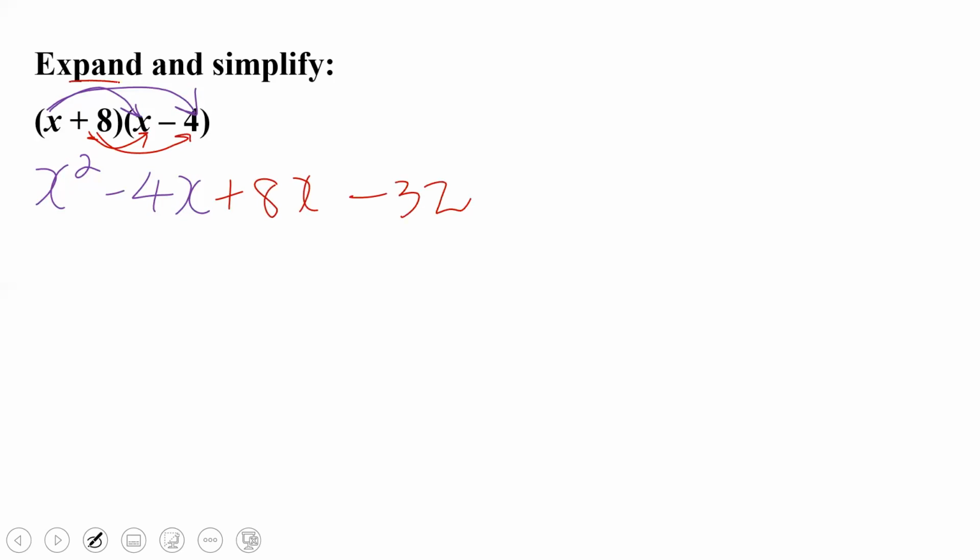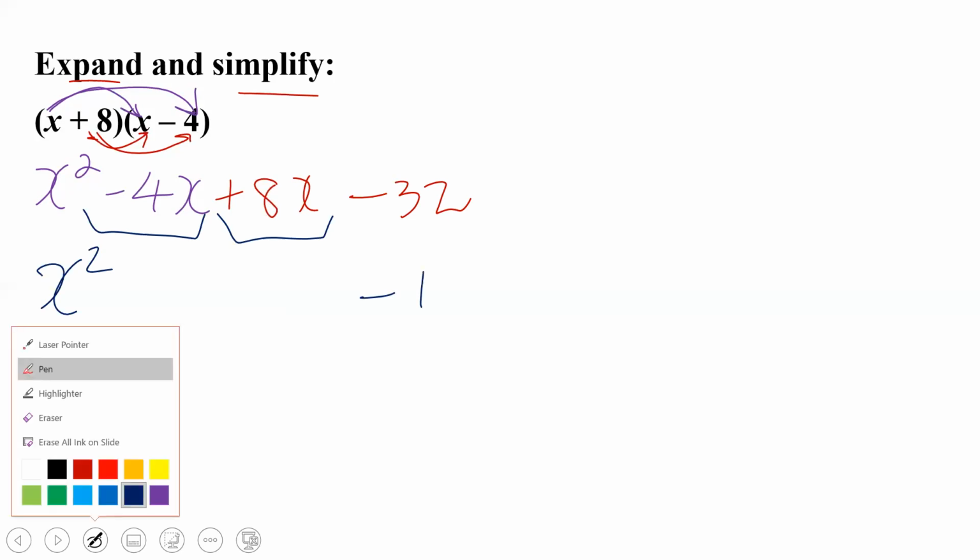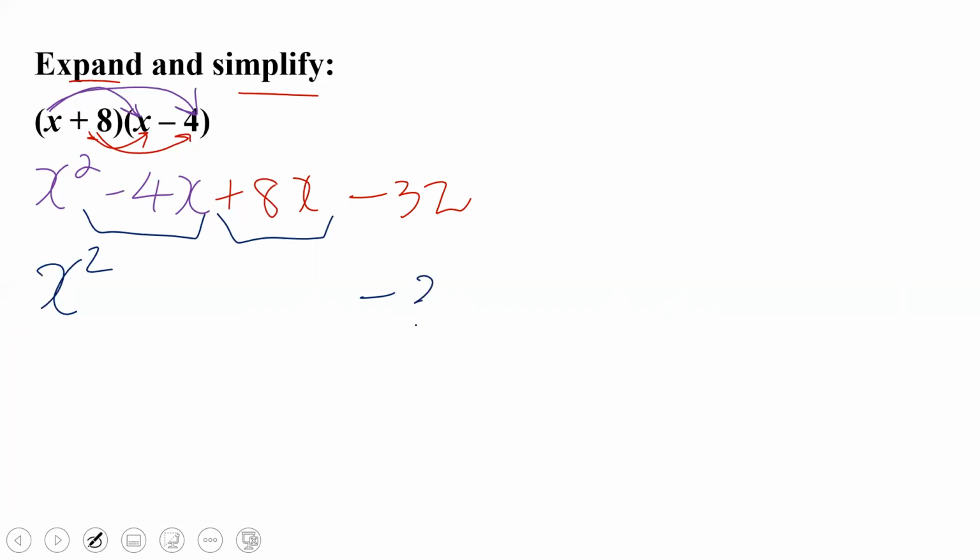Now the question said expand and simplify. And so in simplifying, we're going to look for terms that are like terms. In that case, we would have negative 4x here and positive 8x here. Those are like terms. x squared does not have another term that is like it, so we keep it by itself. We keep our constant here at the end. And then we are now going to work on simplifying those two middle terms. So it's going to be negative 4x plus 8x, and that will give us positive 4x. So our answer reads x squared plus 4x minus 32.